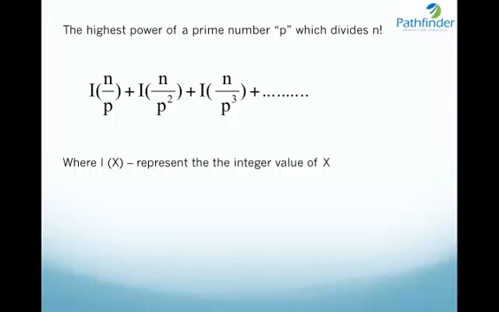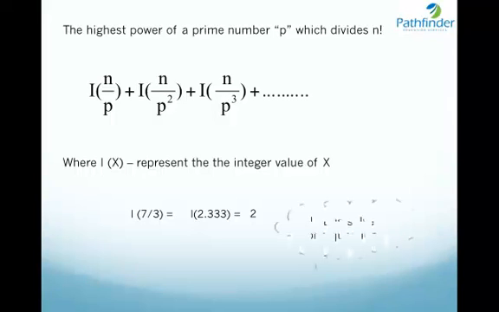What is integer value? Let's take one sample calculation. For example, I want to calculate the integer value of 7 upon 3. So the first thing we do is we calculate the value of 7 by 3 in decimals. So we'll get I of 2.3333. So integer value is an operation which retains only the integer part of any number. In this case, the integer part is 2, so we retain only 2. So integer value of 2.3333 is equal to 2.